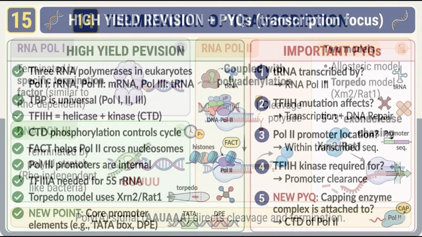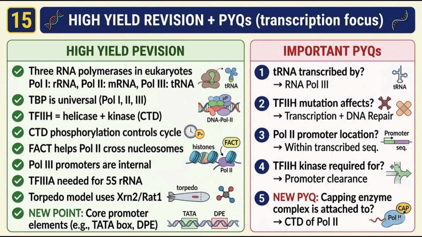Let us conclude with some high-yield points. RNA polymerase I synthesizes large rRNAs. RNA polymerase II synthesizes mRNA. RNA polymerase III synthesizes tRNA and 5S rRNA. TBP is a universal transcription factor. TFIIH possesses helicase and kinase activities. CTD phosphorylation regulates transcription progression.